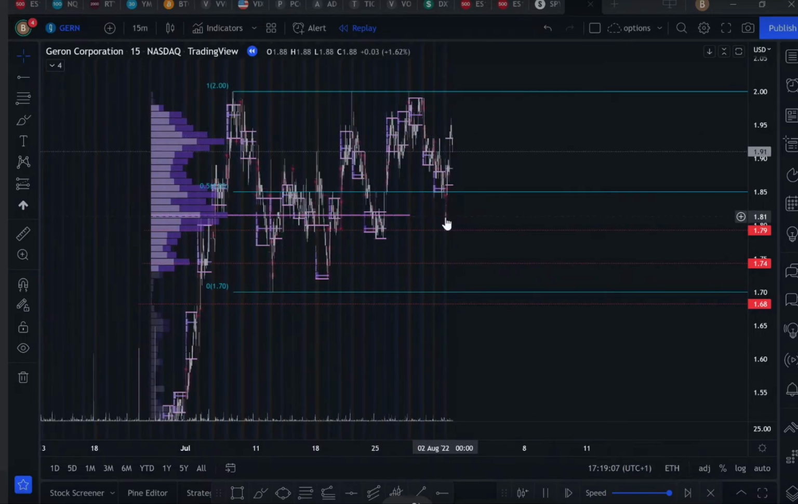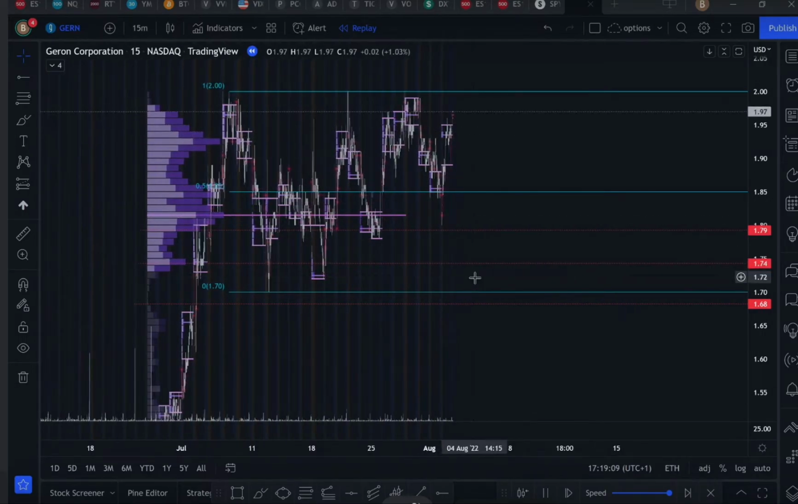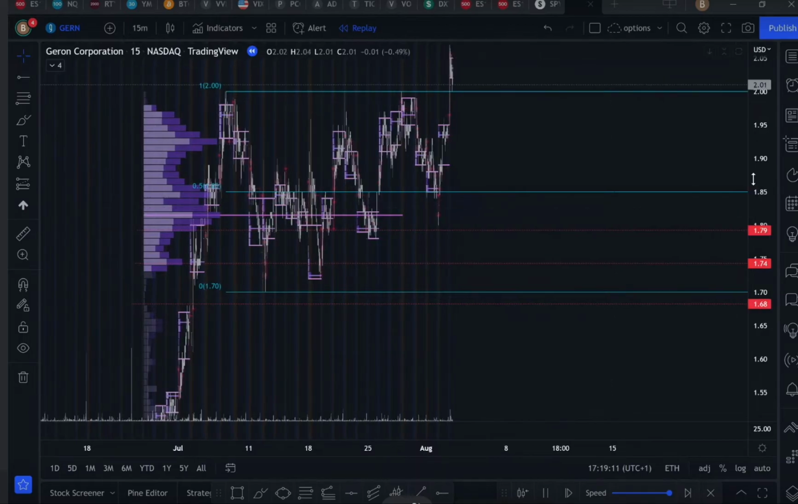And if it dips down in pre-market, you don't need to buy in there. You want to trade in the actual hours.